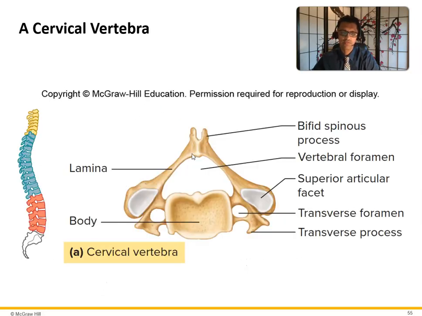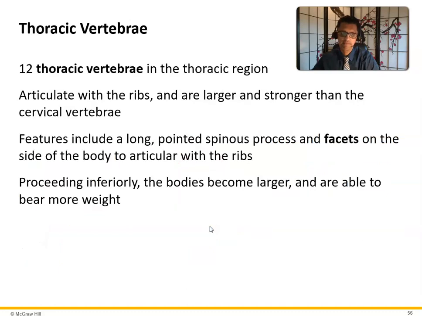So here's the cervical vertebrae, here's the lamina, here's the body, here's the superior articular facet, here's the transverse foramen, transverse processes, so you can have blood vessels and nerves that can go through here, and of course your spinal cord will go through here. Here's that bifid, meaning 2, process that goes through here, and that's only found in cervicals 2 through 6.